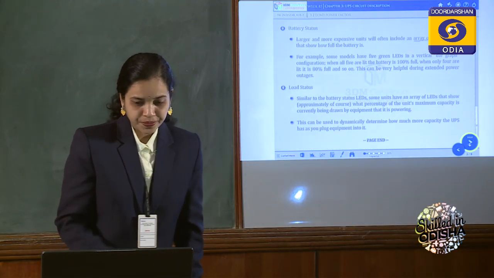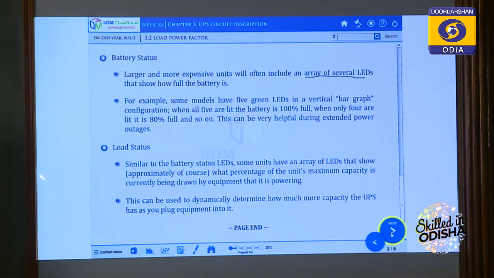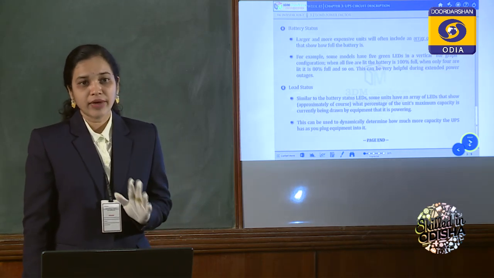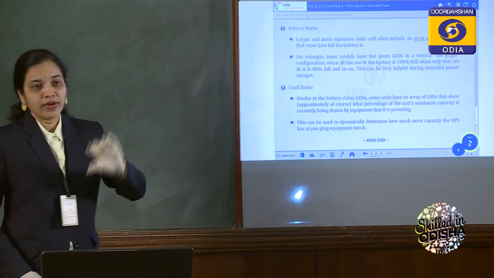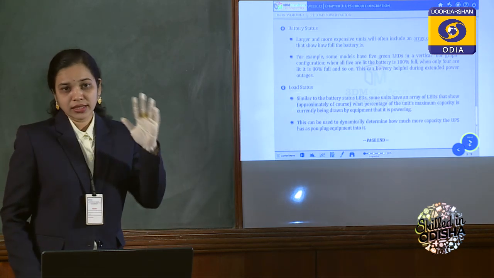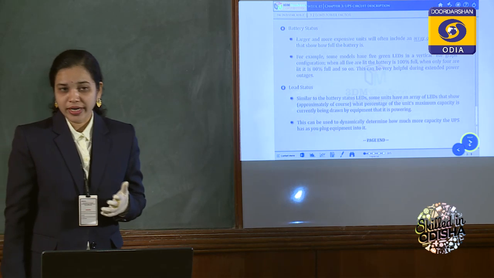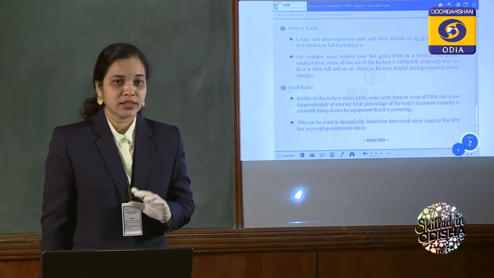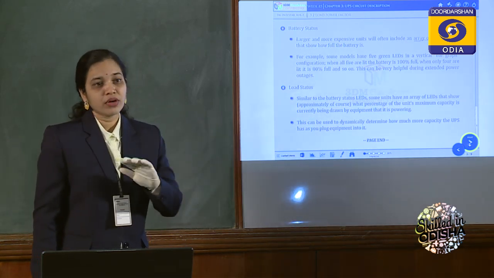Battery status. To know the status of the battery, or how much charge is in the battery, there is an array, a series of LEDs, by which, seeing which LEDs glow, we can know the status of our battery, whether it is full charge or half charge, or how much charge is there.